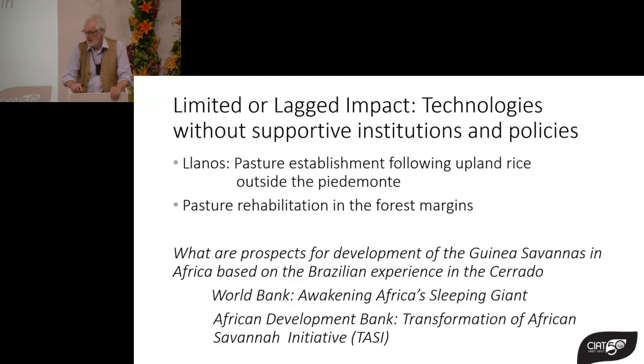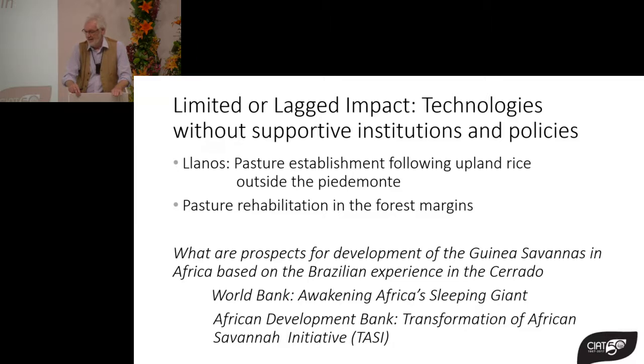So it does raise the issue of how we view, and it's back to James's point, when do you think you've invested enough and that the probability of impacts is not going to be sufficient to justify increased investment. And this was a little bit of the issue in terms of the limited or lagged impact of the work in tropical pastures, particularly in the llanos, and even more importantly in the pasture rehabilitation in the forest margins.